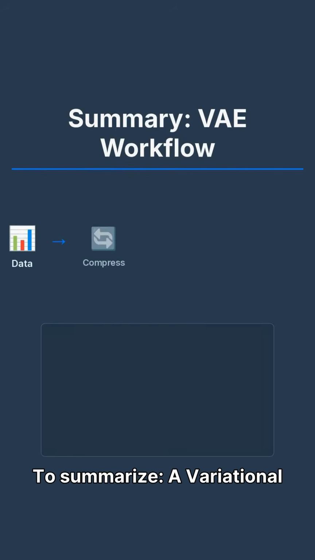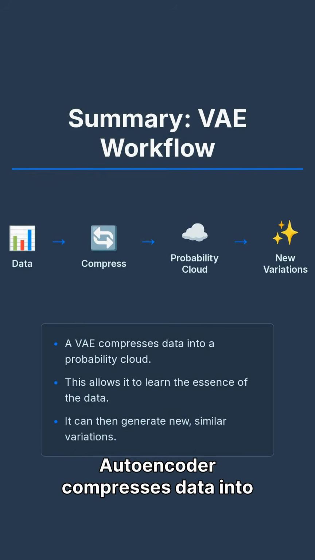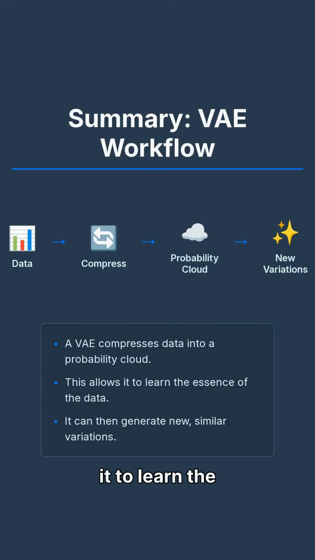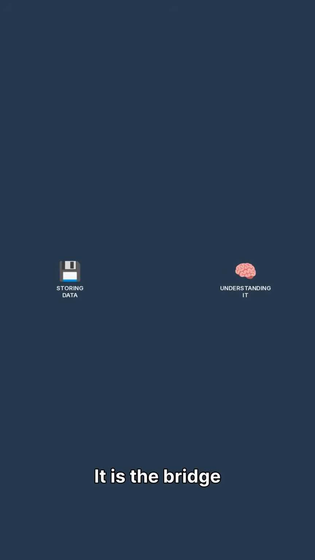To summarize, a variational autoencoder compresses data into a probability cloud, allowing it to learn the essence of the data and generate new, similar variations. It is the bridge between simply storing data and understanding it.